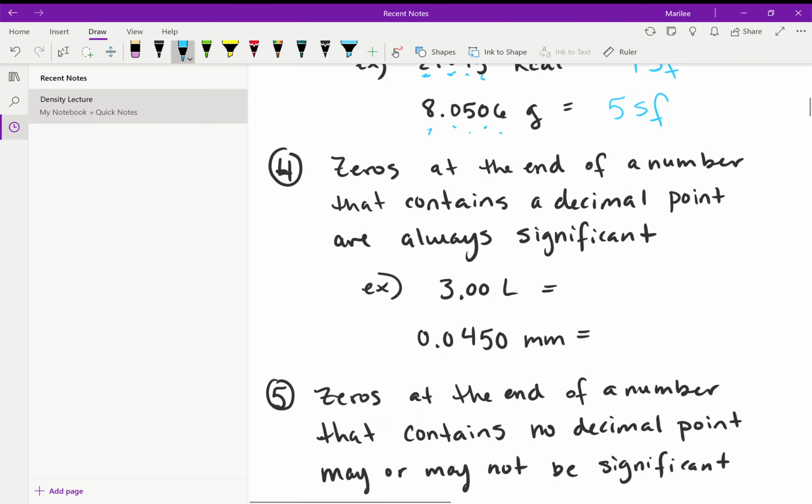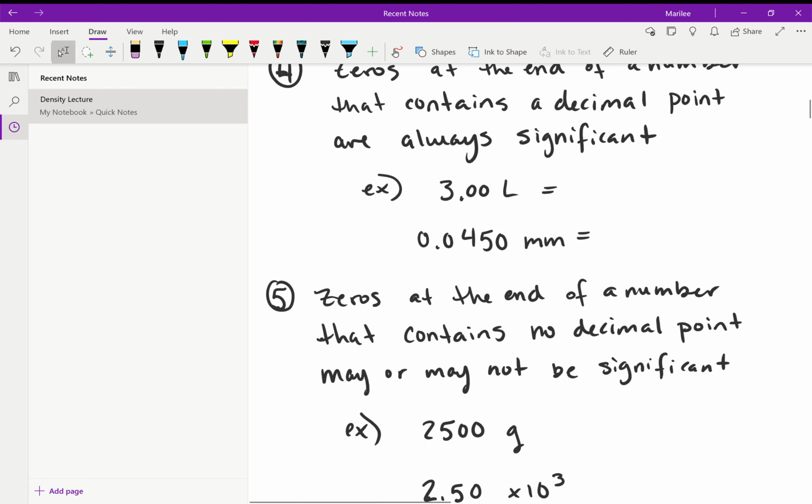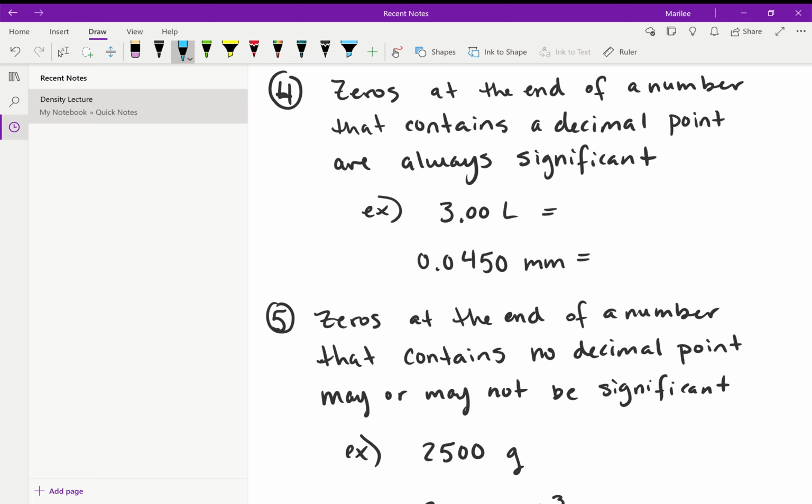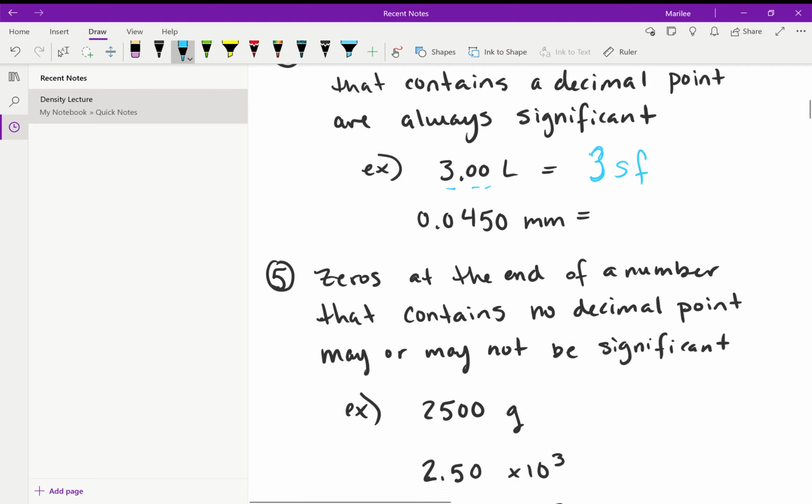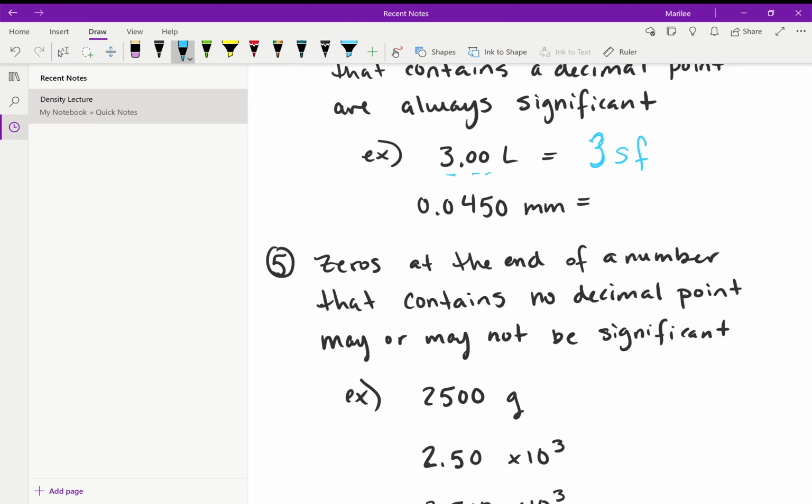Our next rule states that zeros at the end of a number that contains a decimal point are always significant. So if you have a decimal point and you have zeros following the decimal point, those count. Here we have 3.00. 3.00, that's 3 significant figures. Now here is a combination. We have 0.0450. So after the decimal point, the 0 after a non-zero digit will count. But the zeros before a non-zero digit will not count. So how many significant figures are these? We have 1, 2, 3. 3 significant figures.